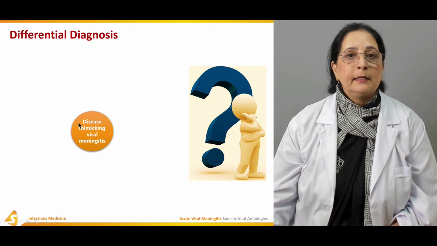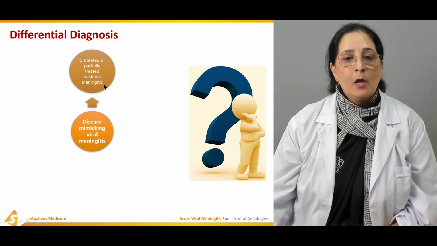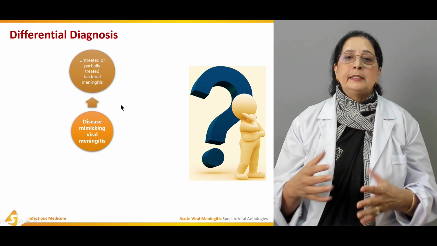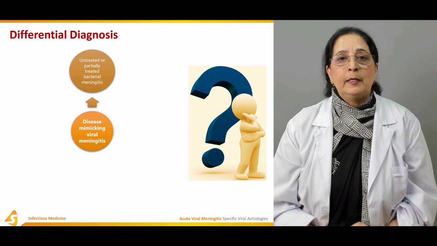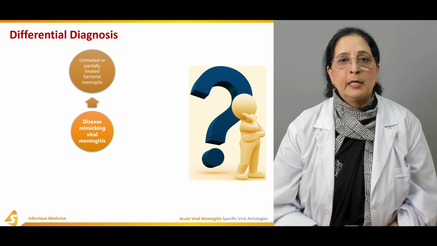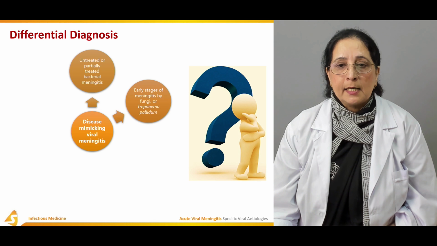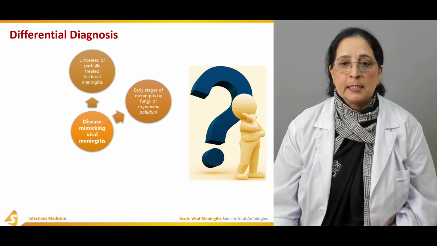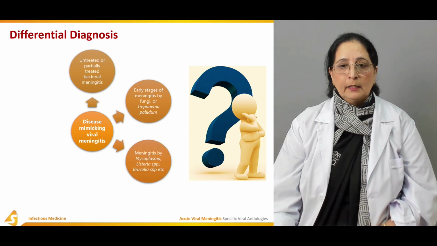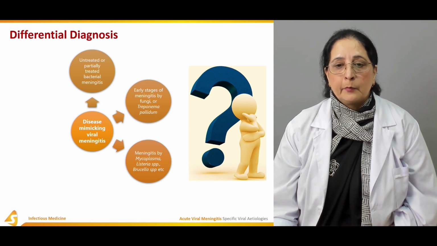So differential diagnosis. Diseases which mimic viral meningitis. We have untreated or partially treated bacterial meningitis. So if the bacterial meningitis is untreated or partially treated, that can also mimic viral meningitis. Another is early stages of meningitis by fungi or Treponema pallidum. Meningitis by Mycoplasma, Listeria, Brucella.